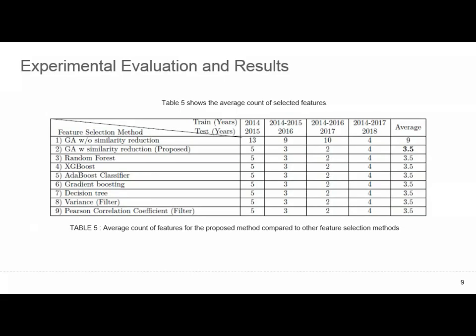Table 5 shows the average count of selected features. It should be noted that method 309 in this table always selects a predetermined number of features. In order to reach a fair comparison, we set this number to be equal to the number of features obtained using the proposed method.